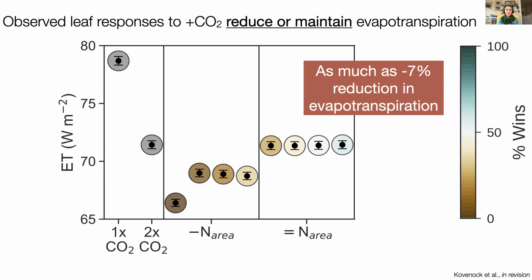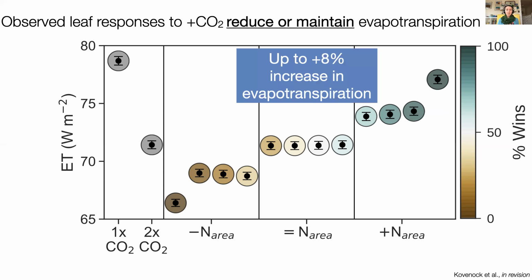This reduction in ET goes even farther when we look at the observed leaf response space, or this reduction in nitrogen per area. We see even more reduction in evapotranspiration, as much as 7%. And again, it's about neutral in the equal nitrogen per area space. So this suggests that if we stick to the observed part of this leaf response space, we would expect less evapotranspiration than if trees did not change their traits at all. And recall from our earlier work, this suggests that surface temperatures would increase because there would be less evaporative cooling.